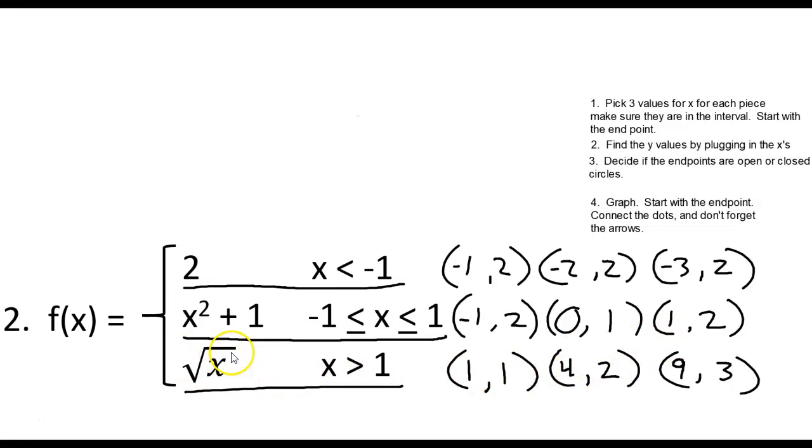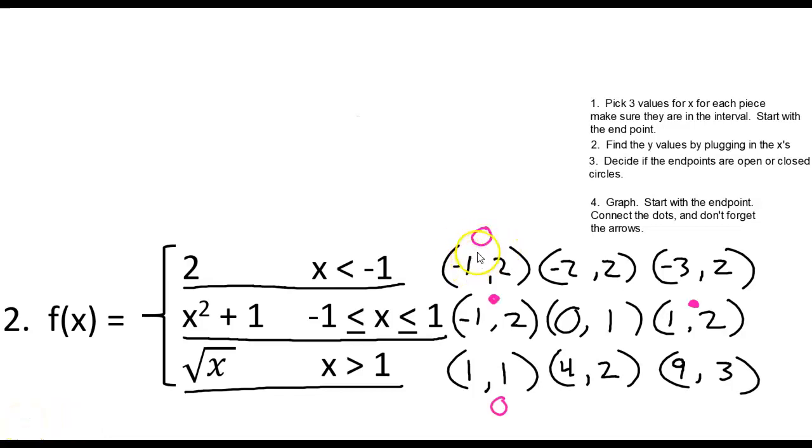As for the bottom one, you can see why I chose 4 and 9 now, because we have to take the square root of whatever we plug in. When I plug in 1, the square root of 1 is 1. When I plug in 4, the square root of 4 is 2. And when I plug in 9, the square root of 9 is 3. So there's my points. Now we need to decide if the endpoints are open or closed. Pause the video and put a closed dot above each endpoint that's closed, and an open dot above each endpoint that is open. As a reminder, you have 4 endpoints that you need to decide on.